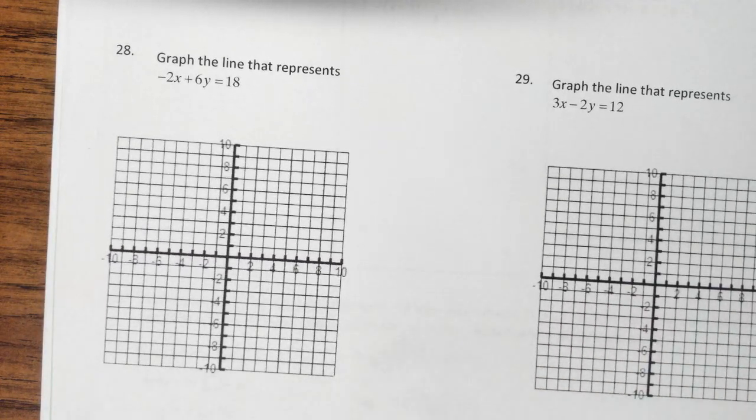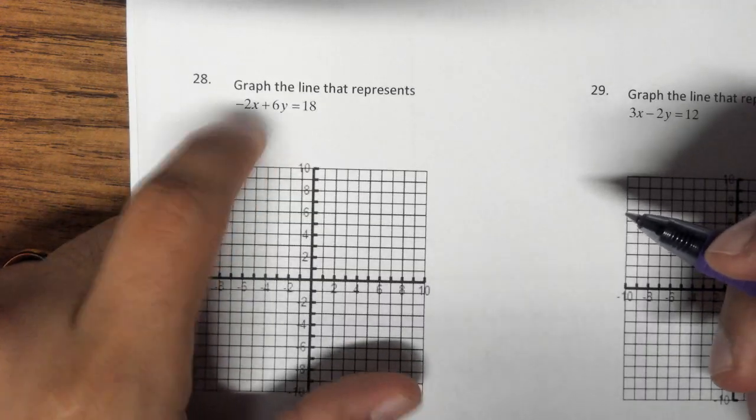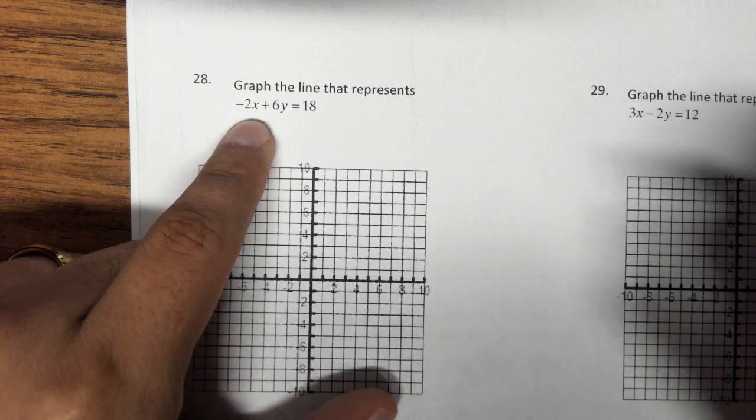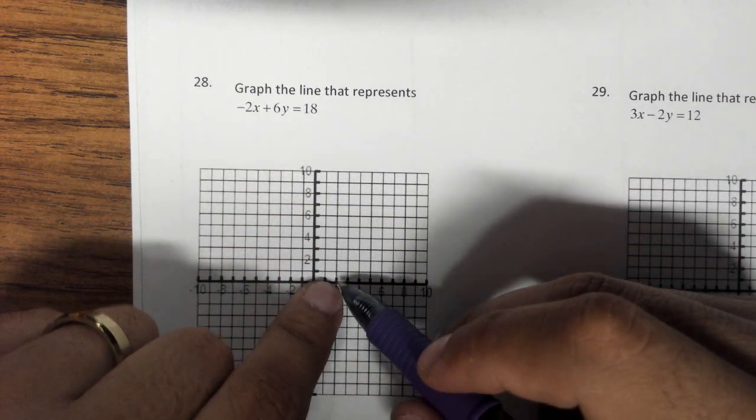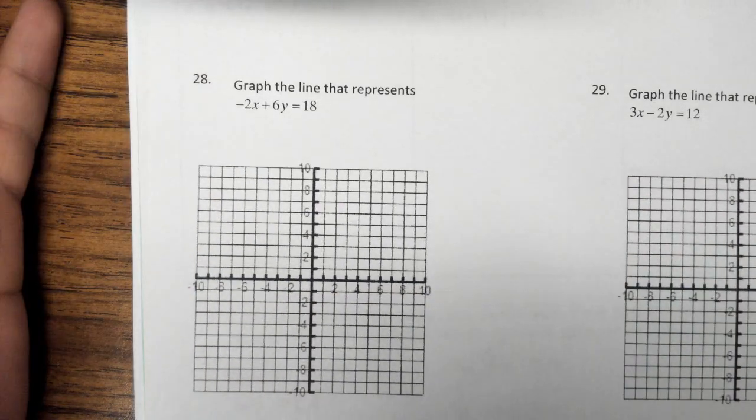Last one, graph a line that represents -2 plus 6y equals 18. And 29, graph the line that represents 3x minus 2y equals 12. So once again, it comes up. We're in standard form. We cannot, as much as I want to, graph a line from this form. I can't just say, okay, x value is going to be 2, y value is going to be 6, and then just draw the line. I can't do that. We have to solve.